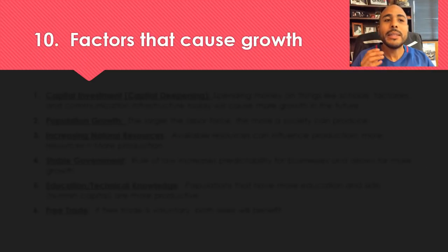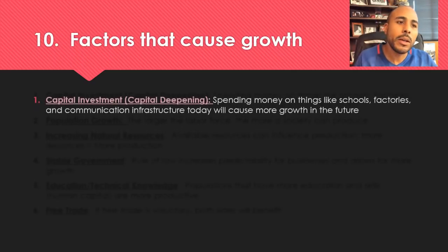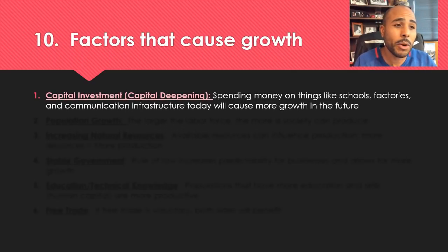All right. Number 10 is about factors that can cause economic growth. So the first factor that could cause economic growth is what's called capital investment, aka capital deepening. This means that when we spend money on things like schools or factories or communication infrastructure today, it's going to help us to grow more in the future.